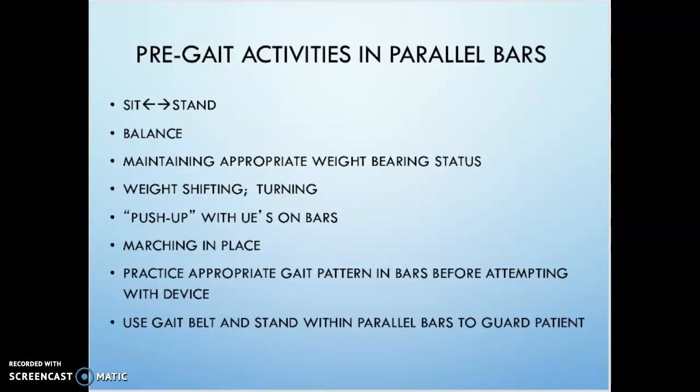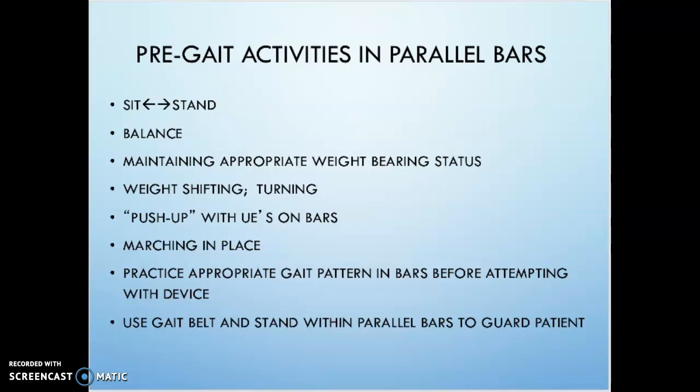So one thing that sometimes is very helpful if your facility has parallel bars, which we'll show you a picture of in a few minutes. This is a great way to do pre-gait activities. It helps the therapist to understand the patient's abilities. It's a very safe environment because the patient can hold on to very stable handholds on the parallel bars.